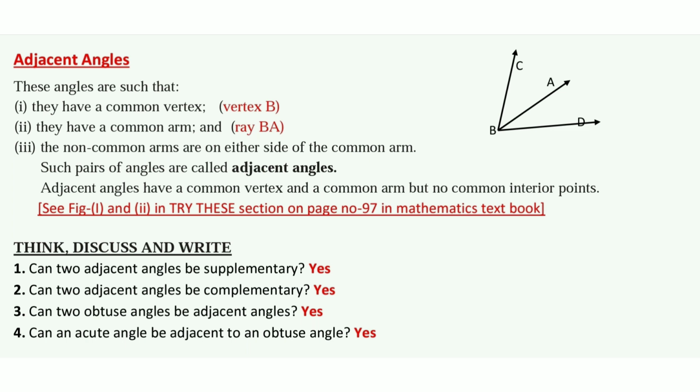And third, the non-common arms are on either side of the common arm. Which are non-common? Arm BC and arm BD. BC is on one side of arm BA and arm BD is on the other side of BA.